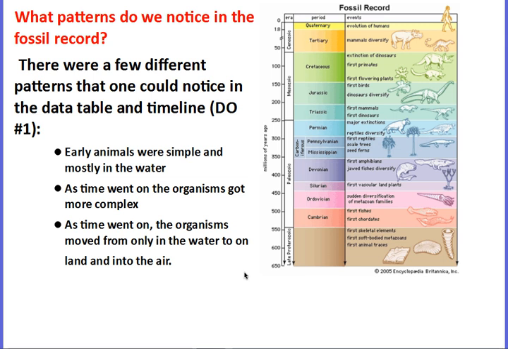They had soft bodies, they were relatively small organisms, and then as you move up through the layers, you can notice that as time goes on the organisms get more complex. They're not as simple. They have larger bodies, they have more different kinds of parts, and as we move from bottom to top, the organisms move from being only in the water to being land animals, and animals that can fly in the air, so there is a larger variety of plants and animals as you move from the past to the present.